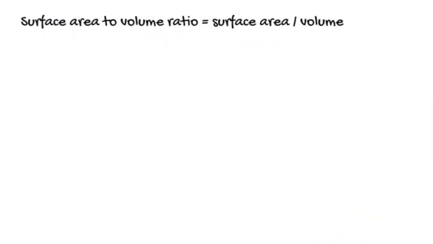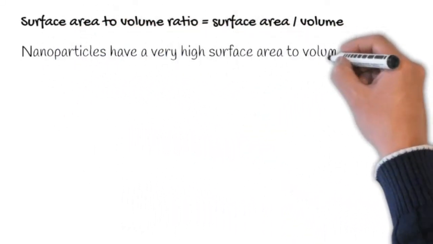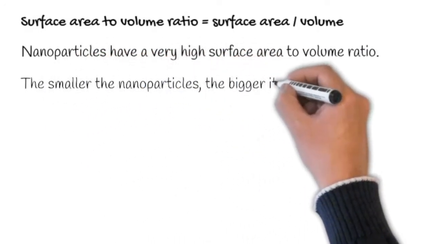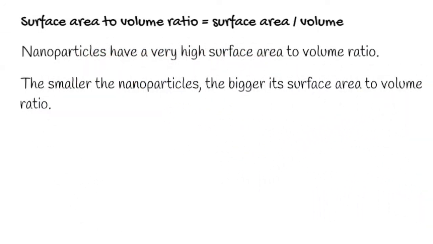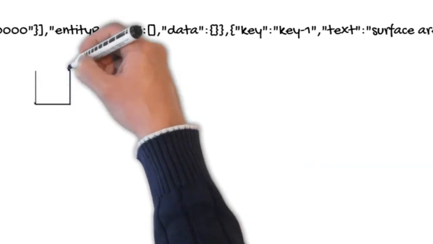Surface area to volume ratio is equal to surface area divided by volume. Nanoparticles have a very high surface area to volume ratio. The smaller the nanoparticle, the bigger its surface area to volume ratio. If the side length of a cube decreases by a factor of 10, the surface area to volume ratio increases by a factor of 10.